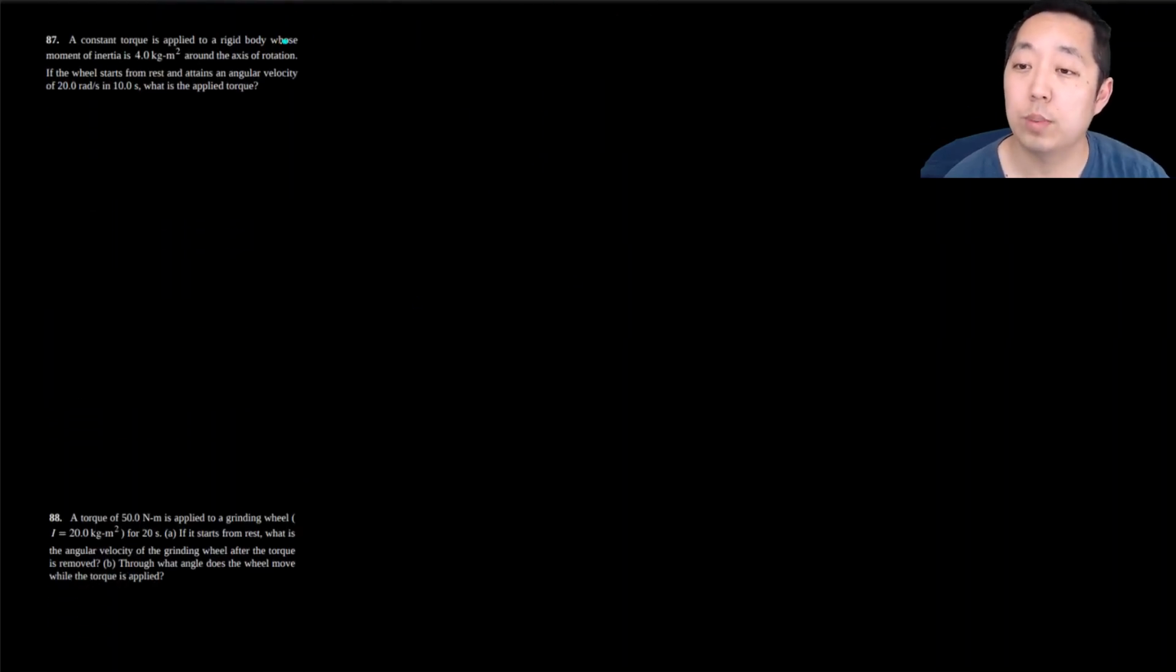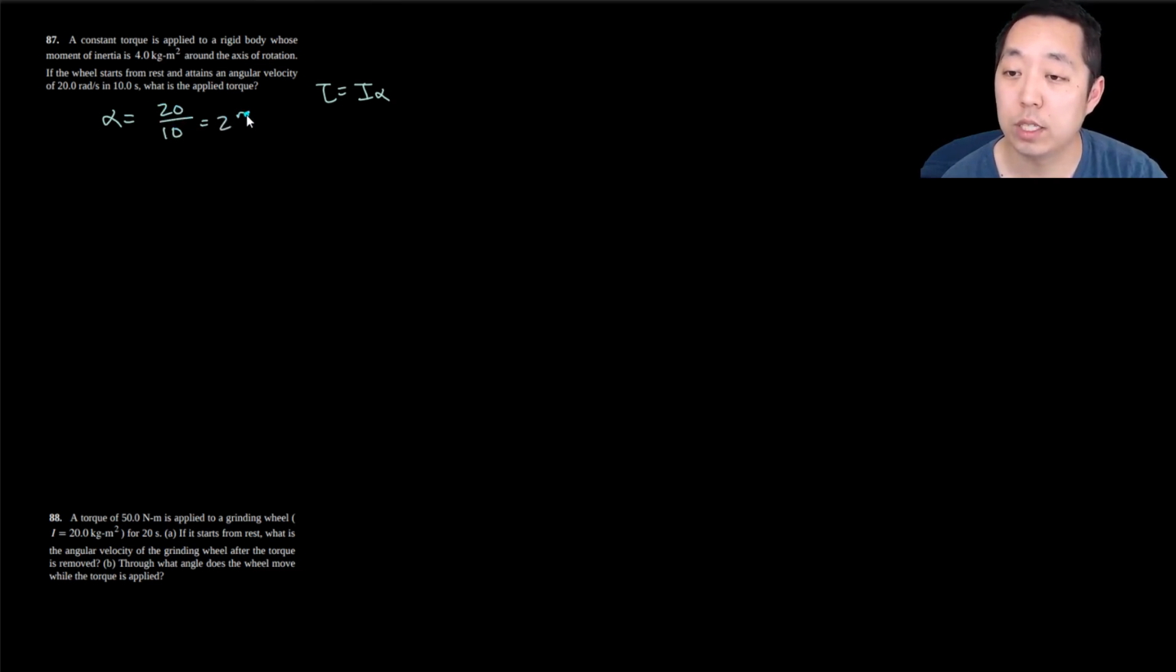A constant torque is applied to a rigid body whose moment of inertia is 4 around the axis of rotation. If the wheel starts from rest and attains an angular velocity of 20 radians per second, what is the applied torque? Again, the torque is going to equal I alpha on this problem. And I know what I is, so I need to figure out alpha. Alpha is the change in the angular velocity. It goes from rest to 20. So that's 20 divided by 10, or that's 2 radians per second squared. And so the torque's going to be this 4 times 2, which is 8 Newton meters.